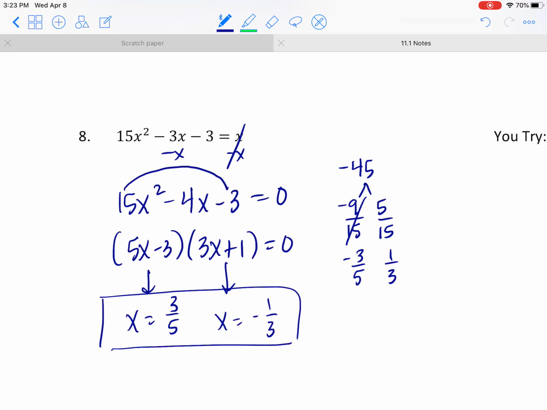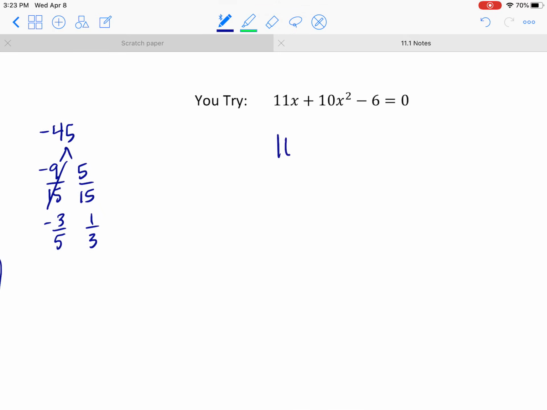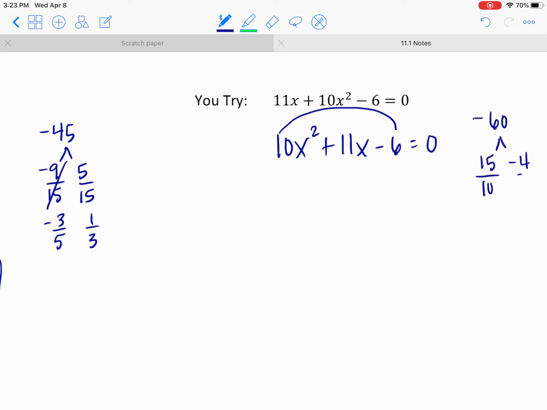So this factors into 5x minus 3 and 3x plus 1, which means one of our solutions is 3/5, and another solution is negative 1/3. And I realize I'm going really fast. Maybe you can slow-mo me or pause, okay? One for you to try if you want to give it a shot. Otherwise, let's put this thing in order.